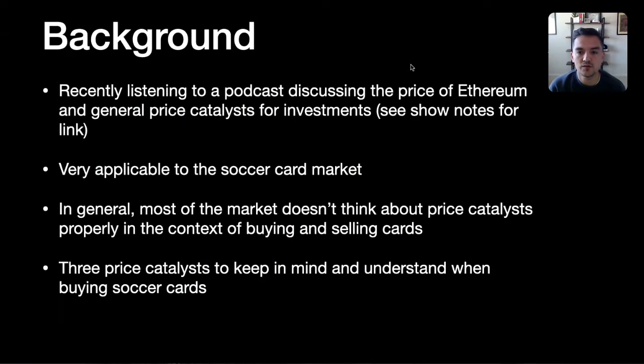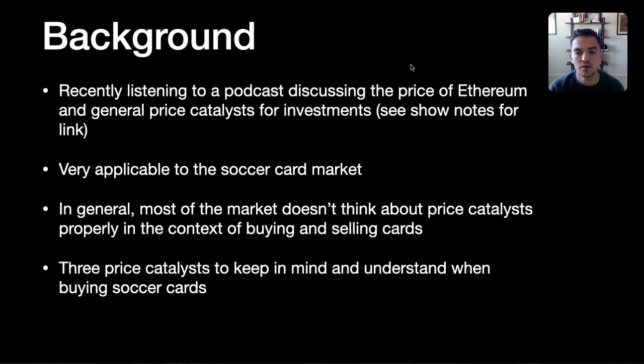Just as a bit of background, so I came up with this idea. I was recently listening to a podcast which was mostly discussing the price of Ethereum, cryptocurrency, and basically what the general price catalysts for Ethereum were. And they use price catalysts for other investments as a way to think about price catalysts for Ethereum. And the more I kept listening to it, the more I was thinking that it was very applicable to the soccer card market as well.